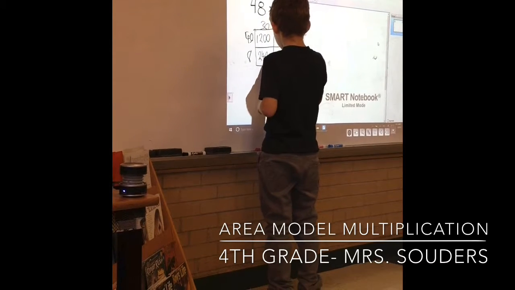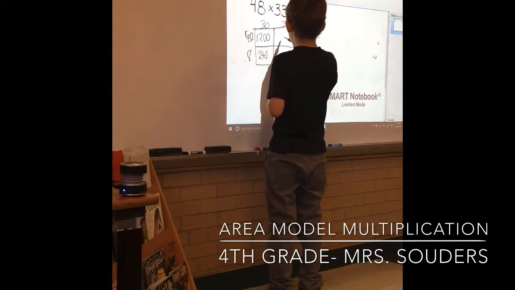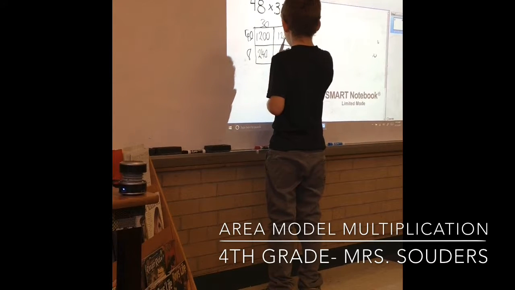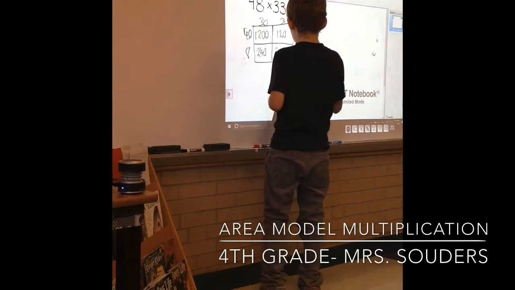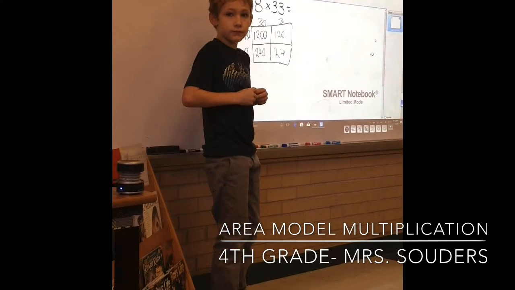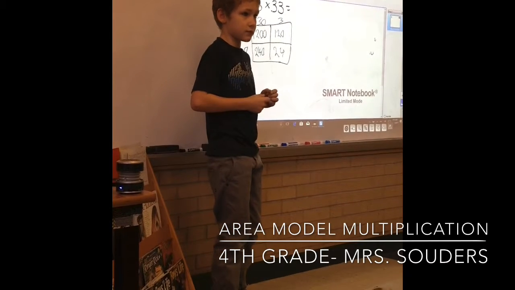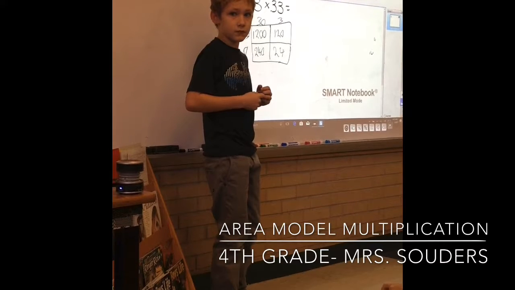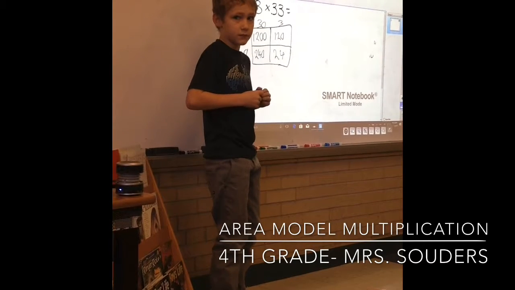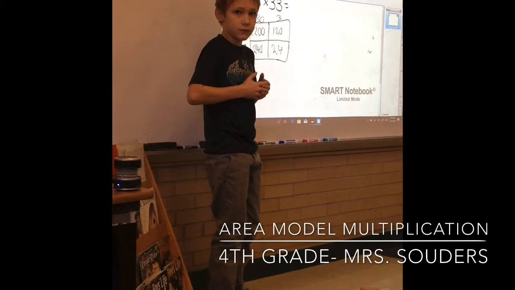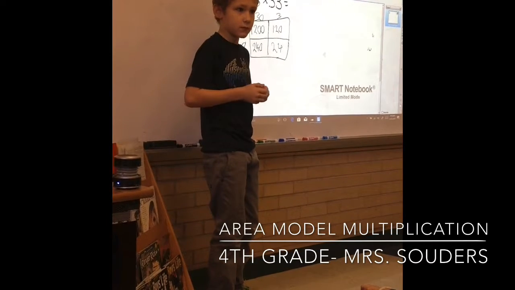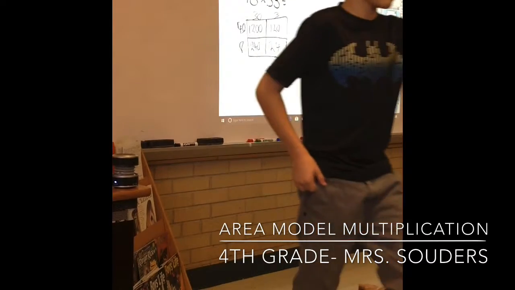Then the 8 times the 30. The 40 times the 3. Then the 8 times the 3. Now, boys and girls, what are we going to do next? Roy? We are going to add all of those numbers up to get the product of our multiplication. All right, go ahead up there, and you add up all the numbers.